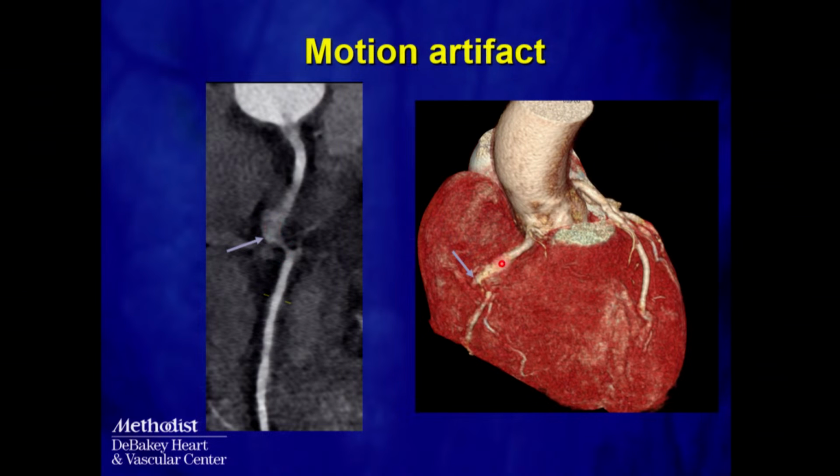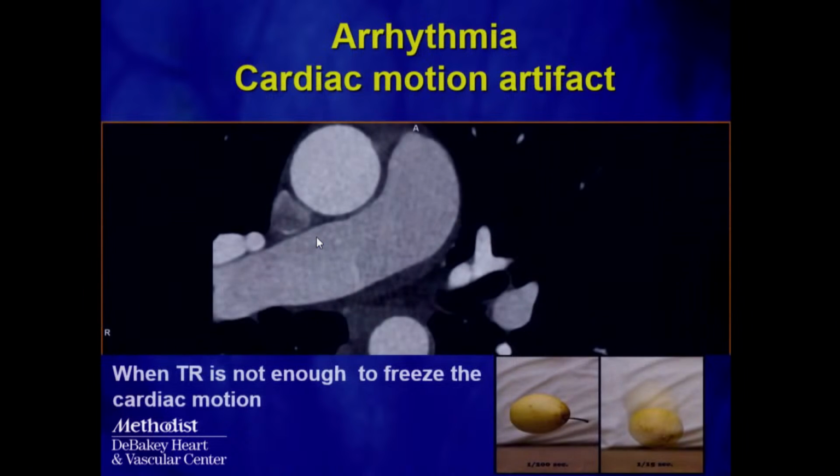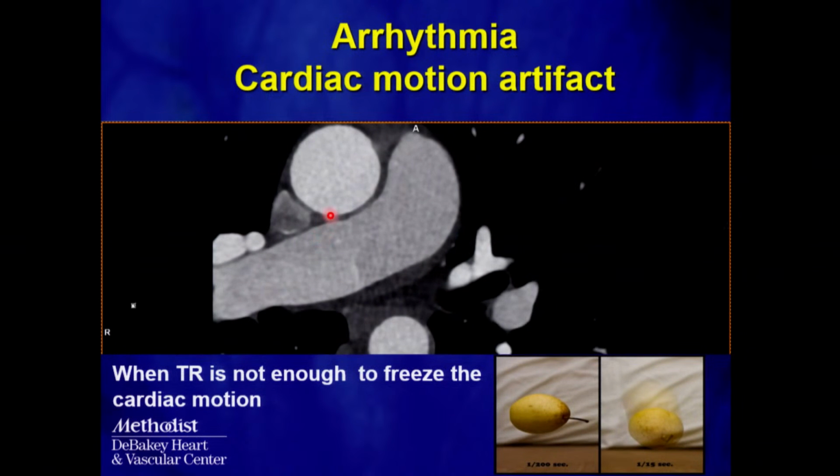Where you could see actually there is a discontinuation of this proximal right from the mid, and this is basically how coronary motion artifact appears on CT.